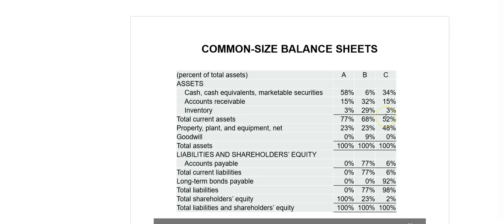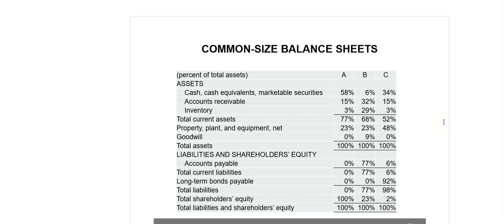Though the current assets of company C are only 52% of total assets, which is less than company B, however, it has only 6% total current liabilities as a percentage of total assets. The composition of current assets also affects the assessment of liquidity.